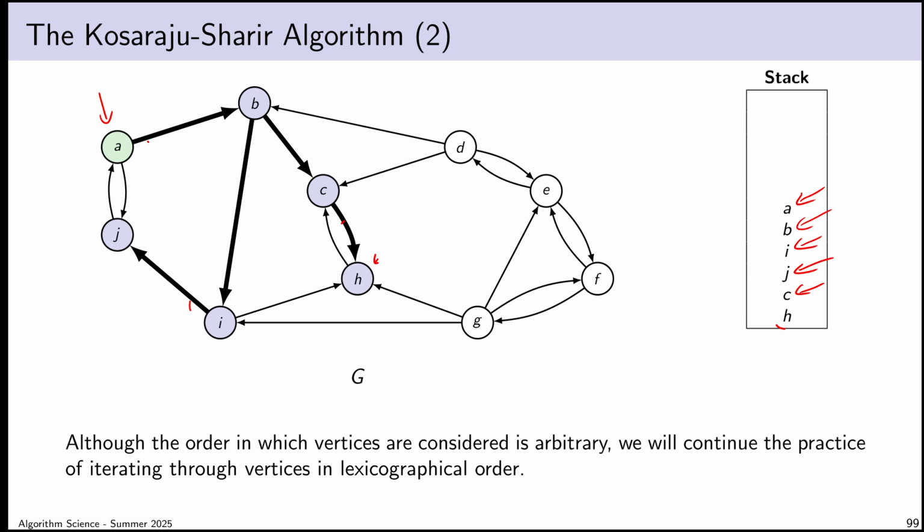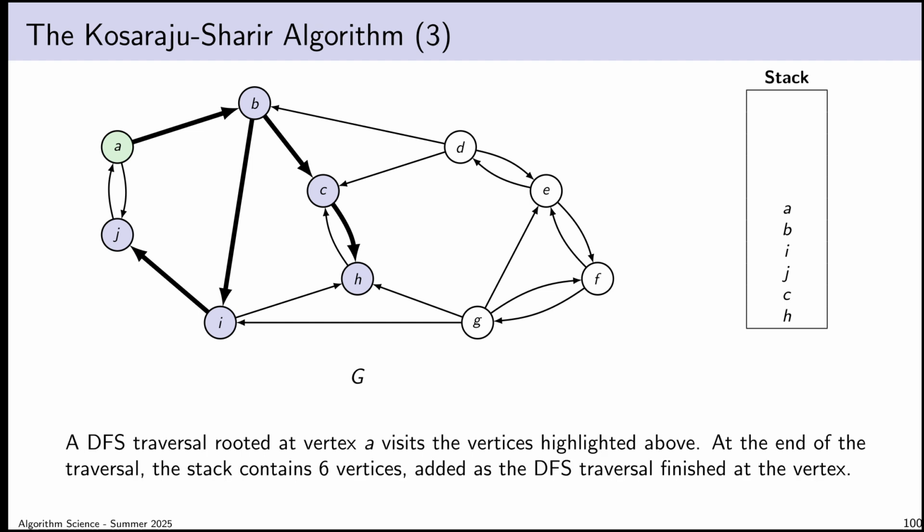So you can see the vertices are pushed onto the stack in a sort of post-order of the order DFS visits them, in the order in which DFS unwinds from the vertex. All right, so I then end up with these 6 things on my stack. I go looking for an unvisited vertex, and I think vertex D comes next.